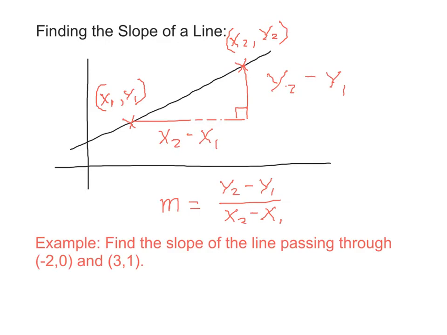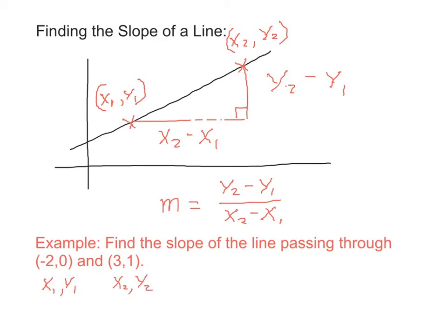So let's look at an example. Let's say we were asked to find the slope of the line passing through the point minus 2, 0 and 3, 1. Well, I can pick x1, y1 for either of the points, but I'm going to say x1, y1 is the first point, okay? So I've got x1, y1 corresponding to the first point, and obviously then x2, y2 is going to correspond to the second point.